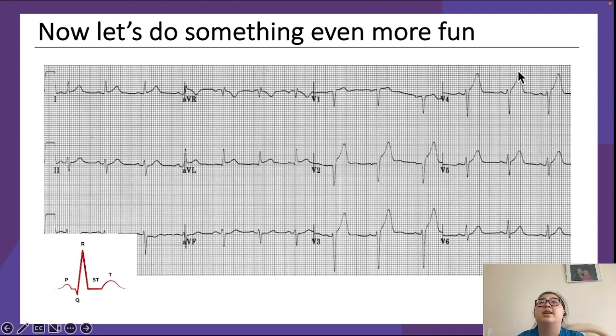Do you see all these jumping up bits here? That's not normal. That's something we call ST elevation, which is basically elevation of this region here. And that's not good. That indicates that he's having a heart attack of some sort. So definitely not very great. But you'll see these a lot more as well.